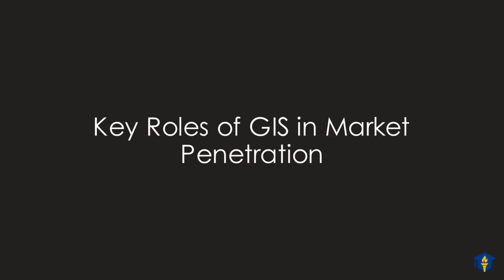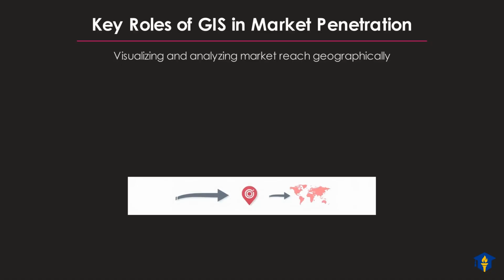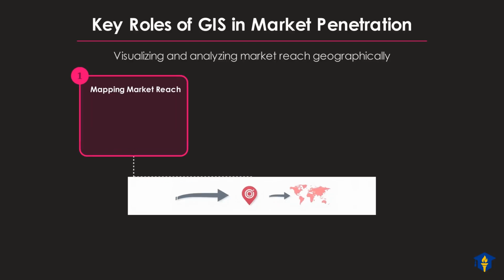Let us now examine the key roles of GIS in market penetration analysis. GIS helps us visualize and analyze our market reach geographically very effectively. One key role is mapping market reach, which is crucial for understanding presence. This involves visualizing precisely where your customers are located on a map. It also helps in understanding the extent of purchases within different regions.